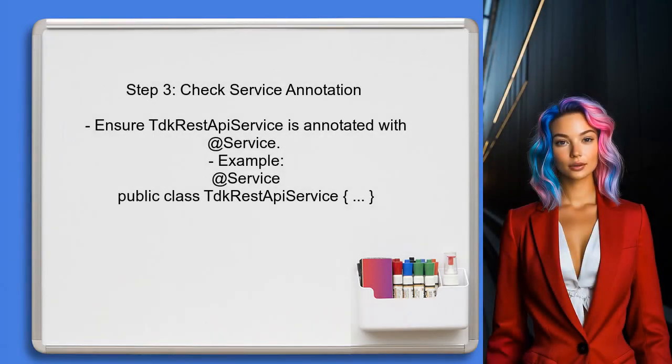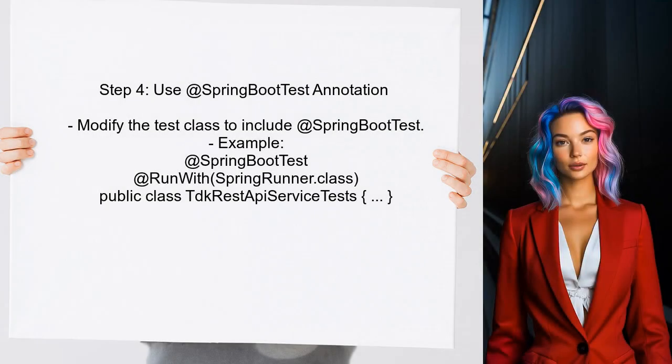The user should also confirm that the TDK REST API service class is annotated with @Service. This annotation is crucial for Spring to recognize it as a bean that can be injected. Finally, if the user is still encountering issues, they should consider using the @SpringBootTest annotation in their test class. This annotation will load the full application context, which can help resolve dependency injection problems.